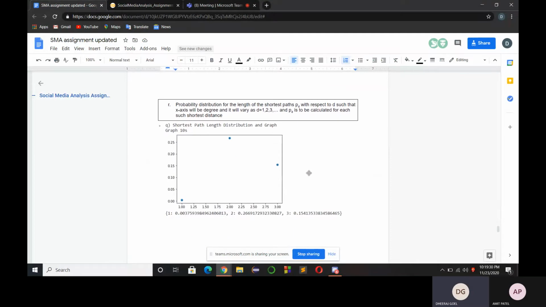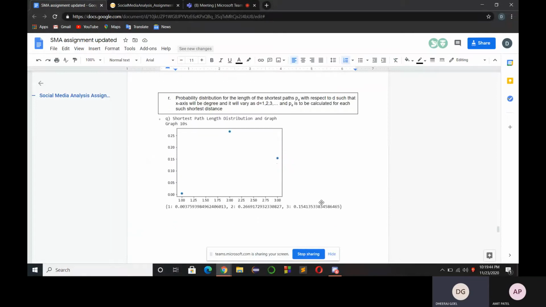Next is the probability distribution of the length of the shortest path with respect to the degree d, such that the x-axis is the degree and it will vary as d equals 1, 2, 3, and so on. In the case of 10s, we got only three values, for degree 1, degree 2 and degree 3. It tells how many nodes having degree 3 have the shortest path probability, and what the probability is for the shortest path for them. For degree 1, we have a probability of 0.0037, for degree 2 it is 0.266, and for degree 3 it is 0.154.